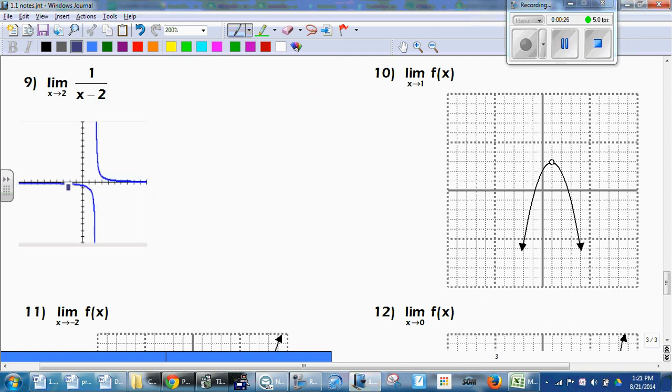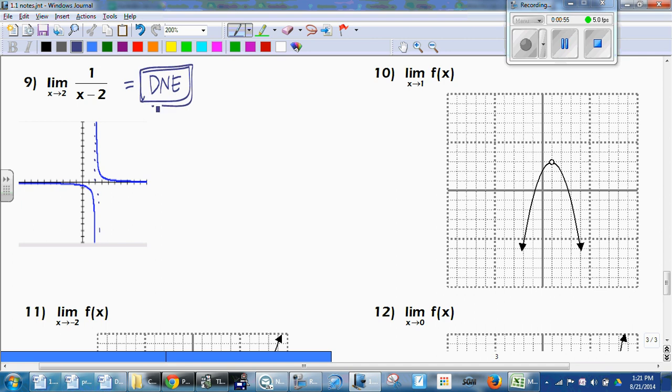Well, from the left side, as x approaches 2, the function is approaching negative infinity. From the right side, it's approaching positive infinity. So we're not approaching the same thing from both sides, so this is another example of a limit that does not exist. Right, we have an asymptote right here, and it's approaching two different things from each side of the graph. So the limit does not exist.